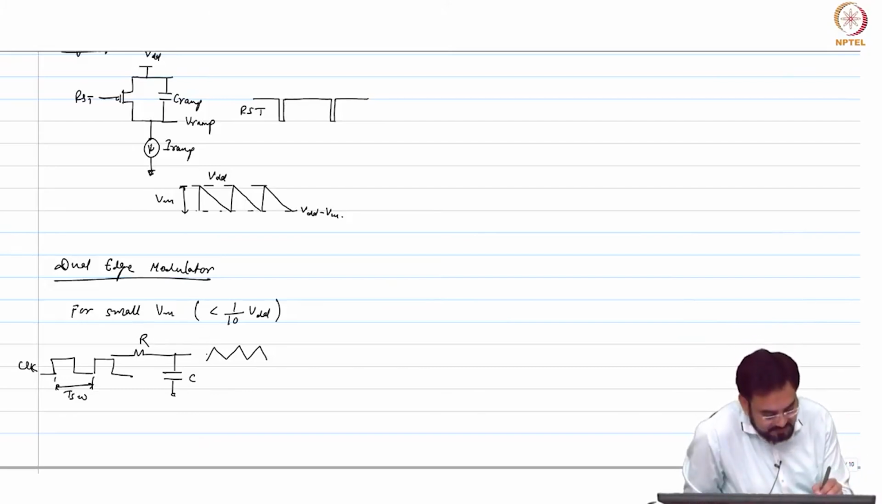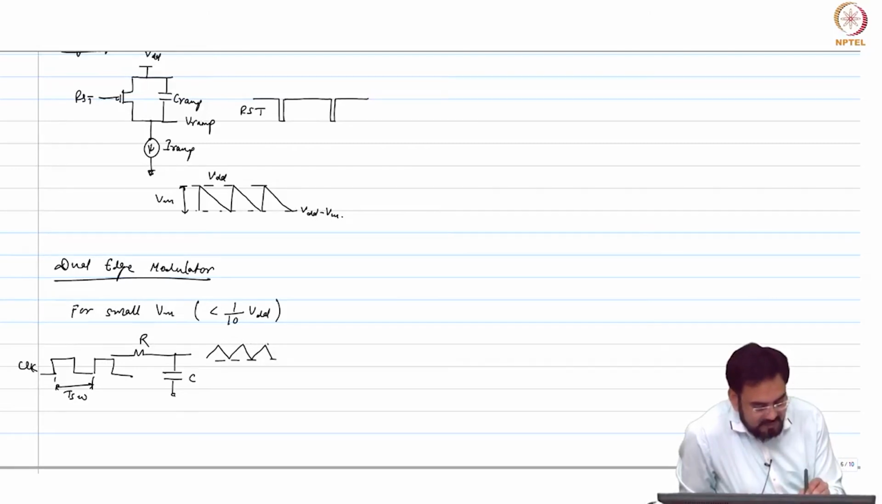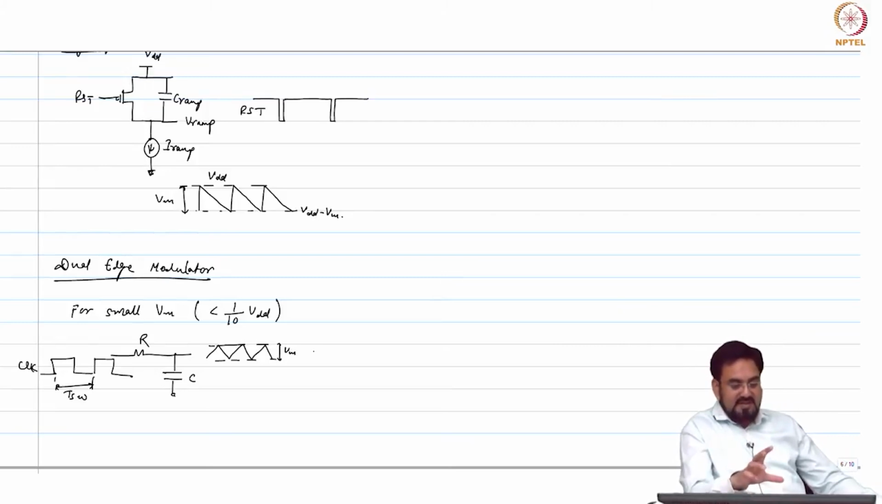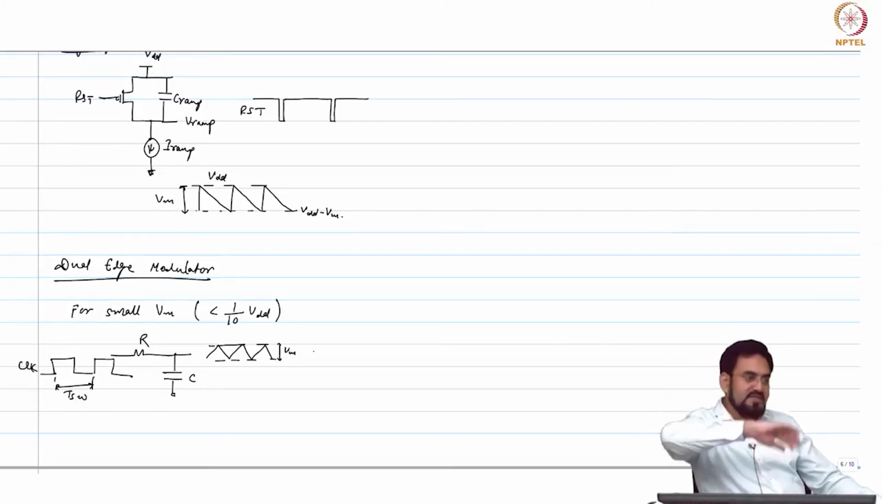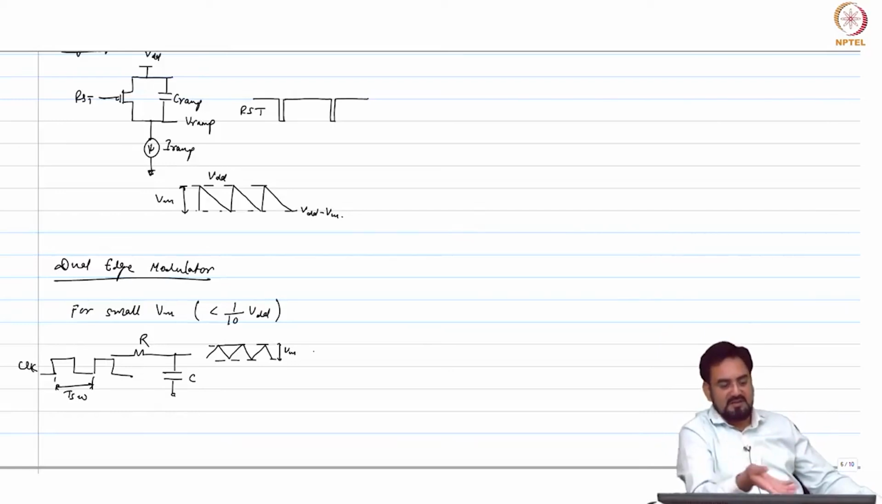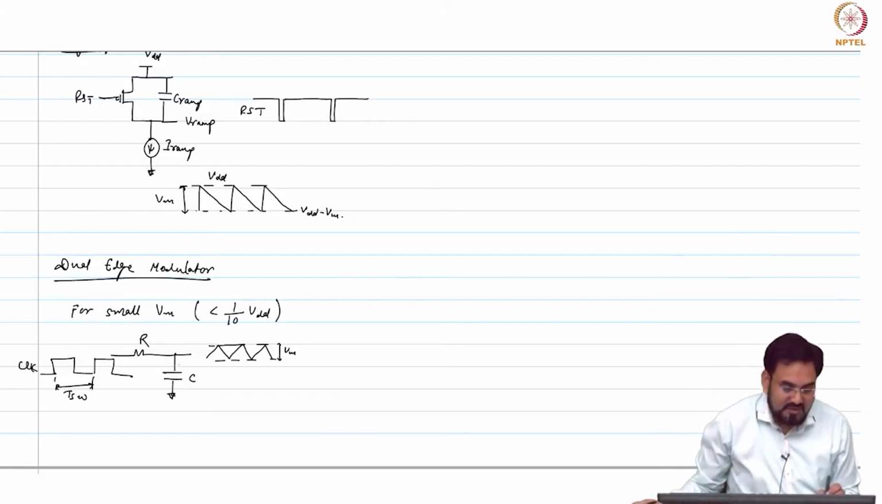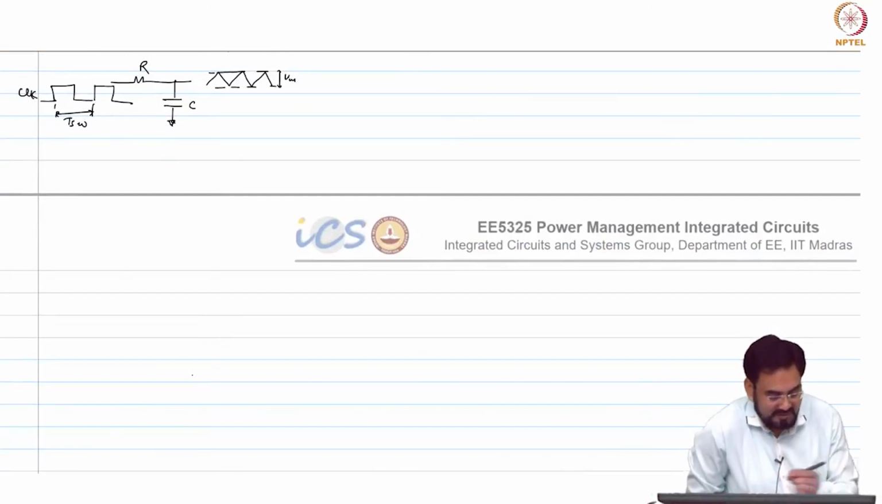If this is your VM. But the moment you start increasing the VM, you will see exponential behavior, non-linearity will come and your loop gain will not have the same relationship. 1 over VM now will become something else, the gain, modulator gain. So, you need a charge and discharge both currents. Okay.